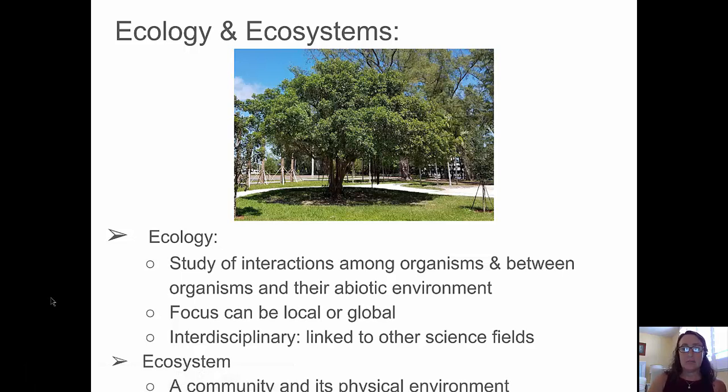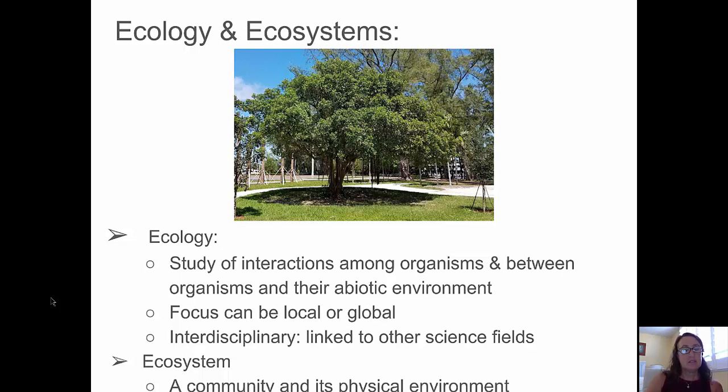First of all, ecology. Ecology is the study of interactions among organisms and between organisms and their abiotic environments. With ecology, the focus can be very local, or it can be larger scale, even up to global. Ecology is inherently interdisciplinary. We need to bring into account things about the geosciences, physics, and chemistry as we think about the biological aspects of ecology.